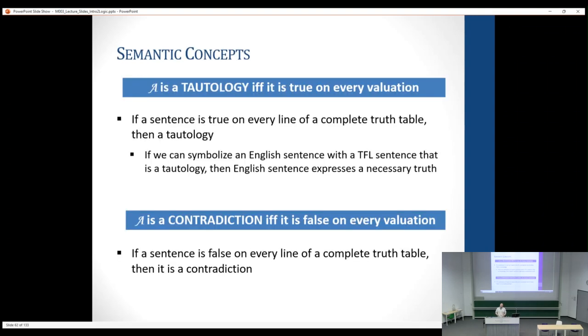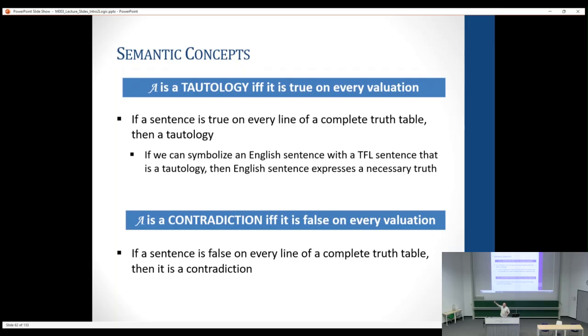The first pair of concepts are the notions of a tautology and a contradiction. We'll say a sentence in TFL is a tautology if and only if it's true in every valuation. That is, in every valuation, our complex sentence is going to end up true. Now, the way the table is going to look is that the column under the main operator is going to be nothing but T's.